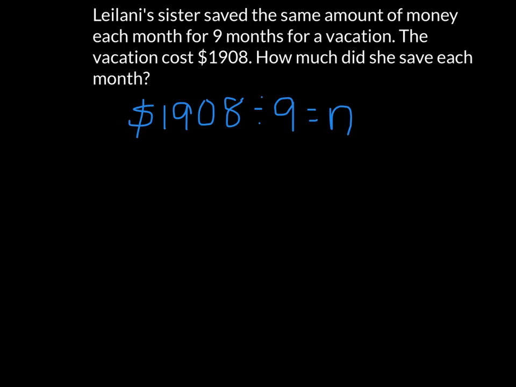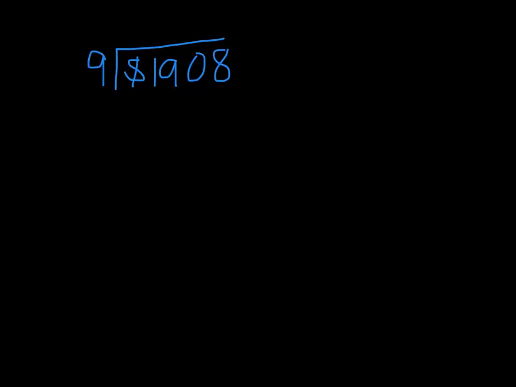We're going to first use long division to solve the problem. Okay, so I've written the problem here, $1,908 divided by 9. We'll first do that in long division. 9 goes into 19 2 times. 2 times 9 is 18. Then we subtract. 19 minus 18 equals 1. And then I bring down the 0, and I have 10. 9 goes into 10 one time.